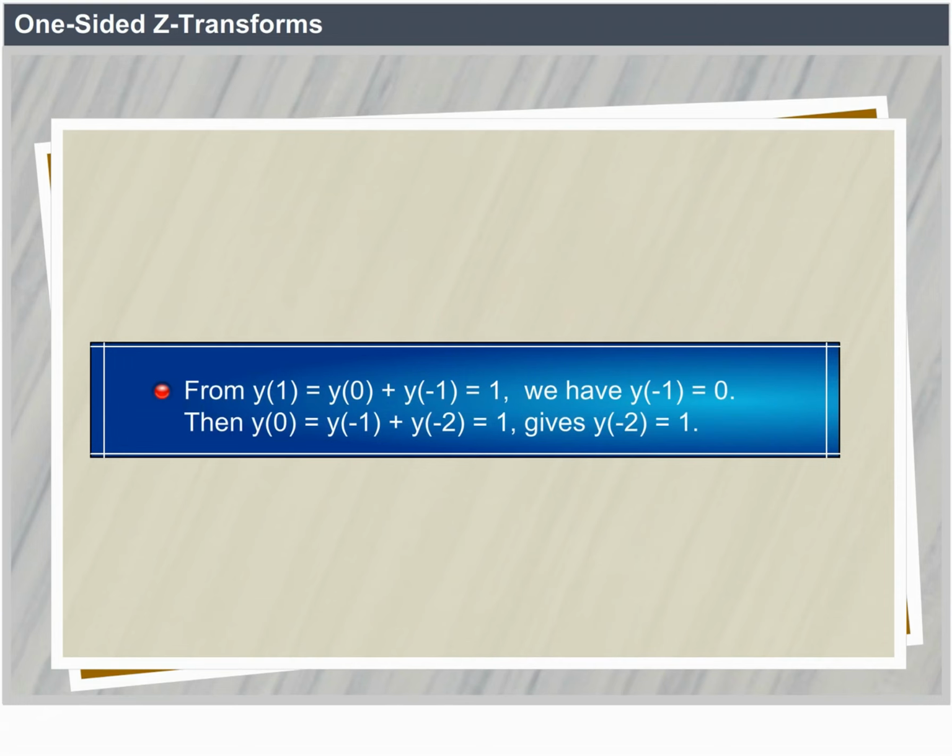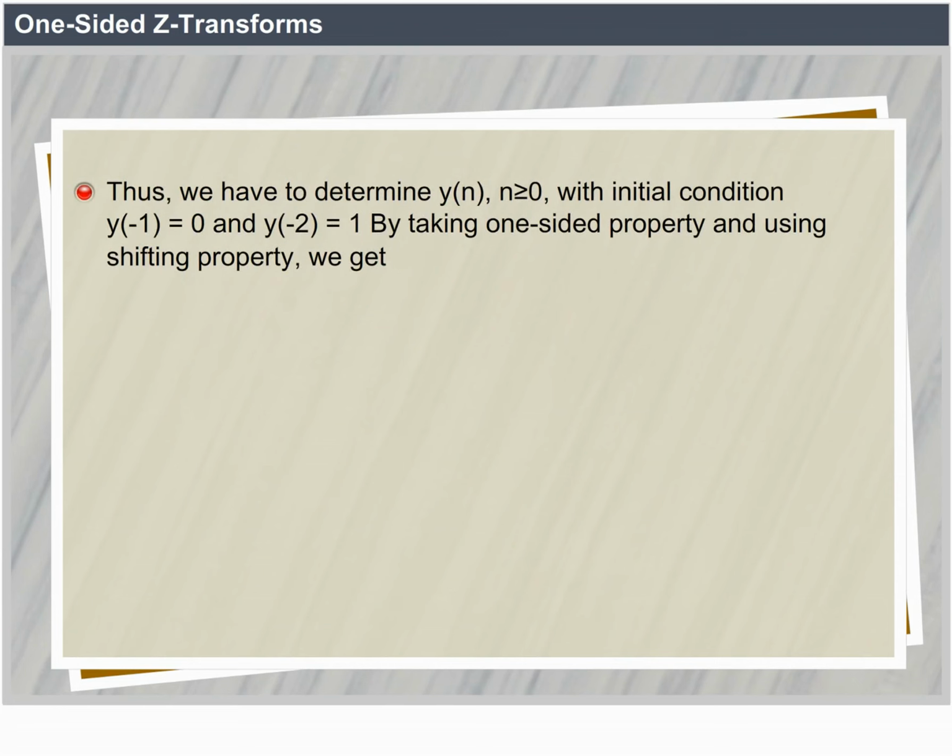From y of 1 equal to y of 0 plus y of minus 1 equal to 1, we have y of minus 1 equal to 0. Then y of 0 equal to y of minus 1 plus y of minus 2 equal to 1 gives y of minus 2 equal to 1. Thus, we have to determine y of n for n greater than or equal to 0 with initial conditions y of minus 1 equal to 0 and y of minus 2 equal to 1, by taking the one-sided transform and using the shifting property.